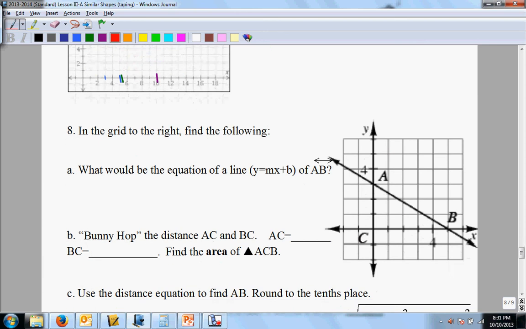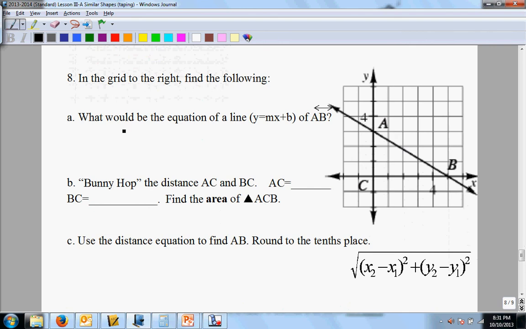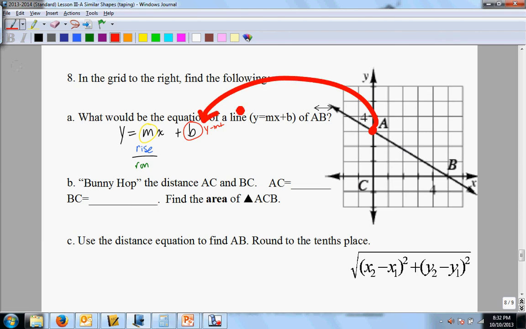It says in the grid, what would be the equation, the y equals mx plus b of AB? So let's write this out. y equals mx plus b. We only need two things: we need a b and we need a slope. The b is the y-intercept, and the slope is rise over run. So if you come over here, your b is right here. So you already have your b.